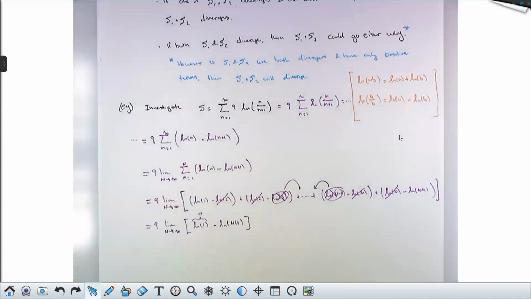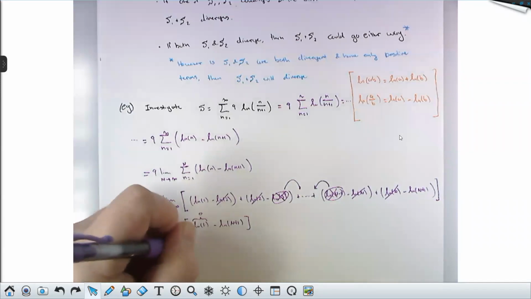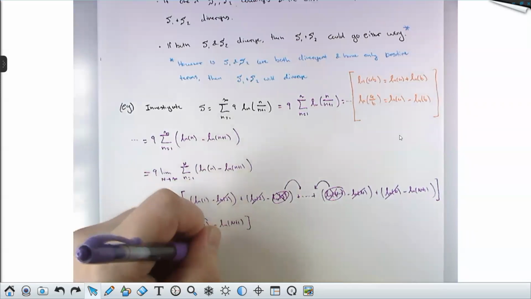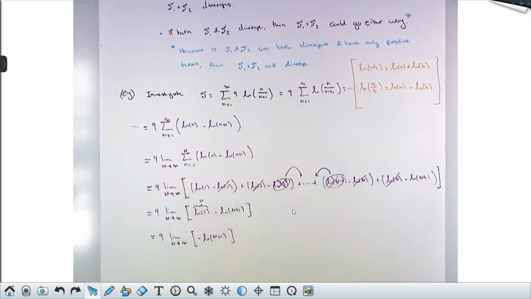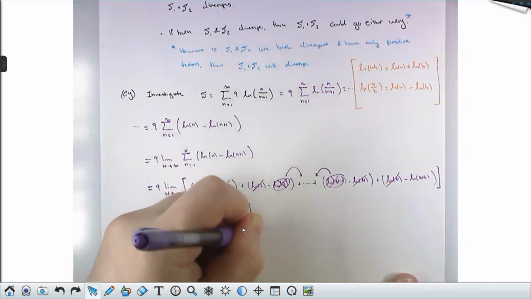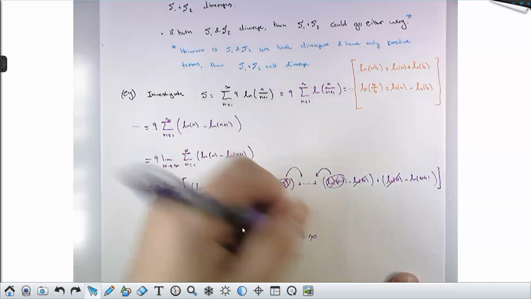At this stage, I'll say, OK, I know that's 0. What does the natural log of N plus 1 do as N goes to infinity? What is the natural log of infinity? Infinity. Very good. The natural log function is unbounded. It grows without bound. It grows very slowly, but it grows without bound. So this is 9 times, there's a negative here, so I'd say negative infinity, which is definitely negative infinity.